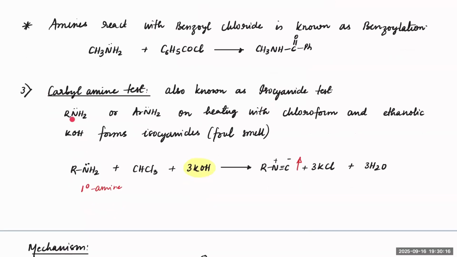Now, what we do here, you take the amine and react with chloroform in the presence of ethanolic KOH. That means you take a sufficient amount of KOH there, and this will produce a product called isocyanide. And isocyanide is a very, very foul smelling vapor. And if a foul smelling vapor is observed, that means the carbylamine test is positive. Clear? So you can see primary amine reacts with chloroform in the presence of 3 moles of KOH. It will give you isocyanide. Clear, beta? Yes, sir.